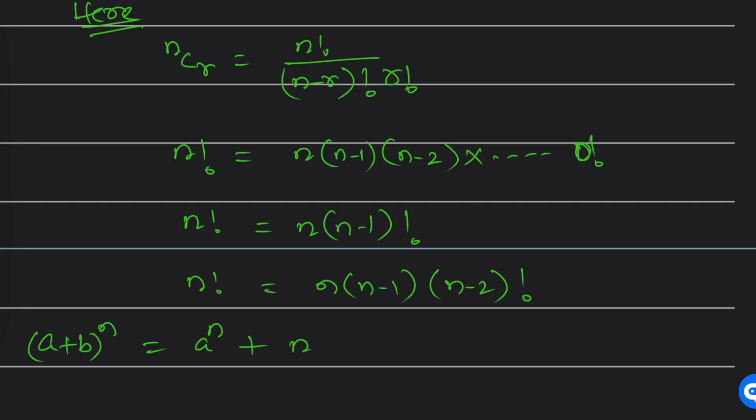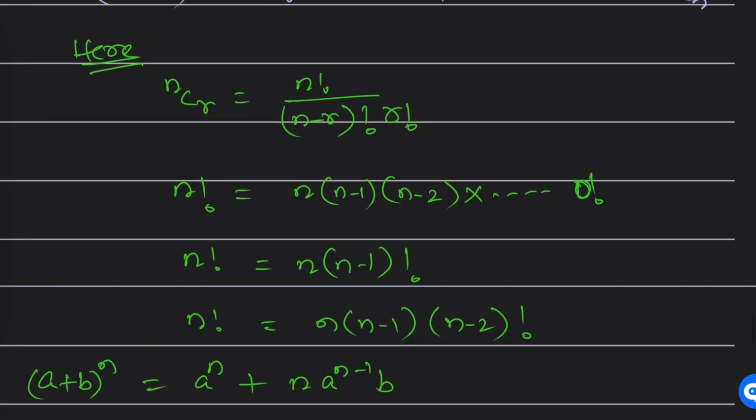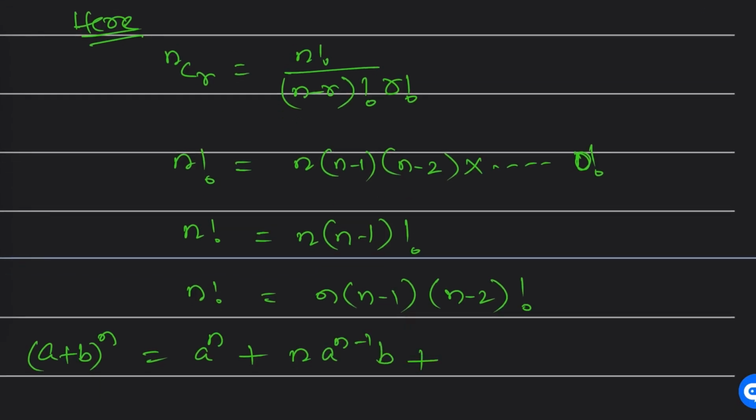nC1 is n, you can get it, there is no need to expand because I already told you the formula. I'm just discussing the formula, sir. nC1 is n, a power n minus 1, and b power 1, plus so on up to here. nCn is again 1, a power 0 is 1, and b power n is left over.